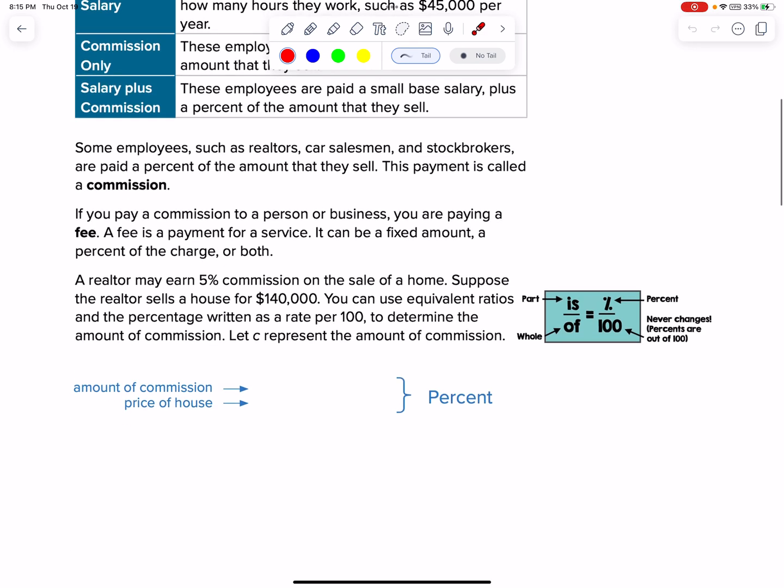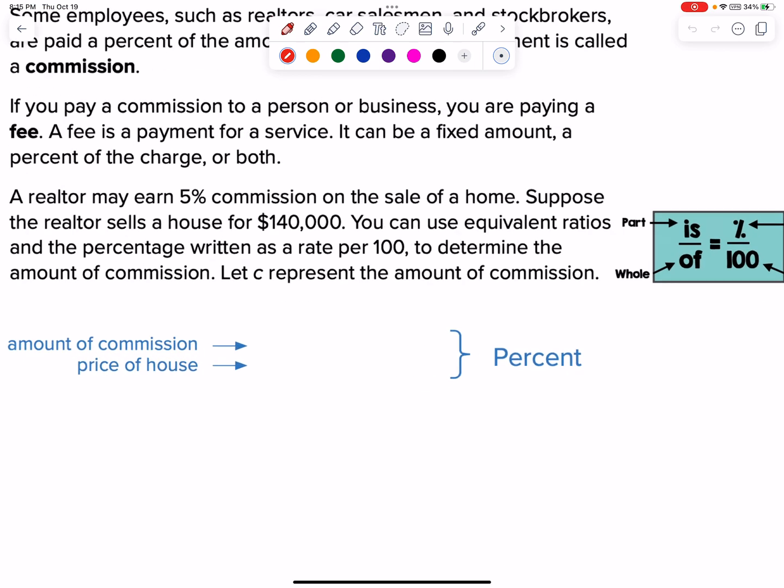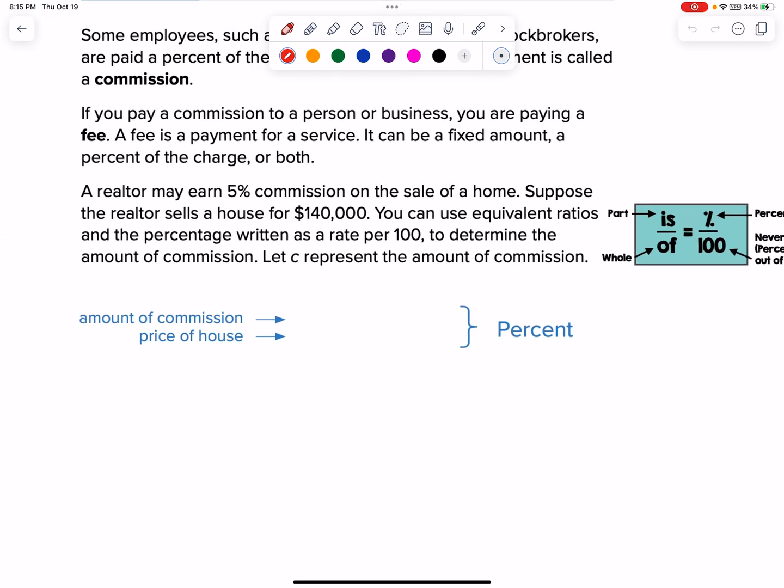With selling a house, a realtor will earn 5% commission if he or she sells your home. So if they sell a house for $140,000, then you can find what 5% of that is, and that money amount is their commission. We can let C be the variable we use for commission. Let's set up what this would look like: the amount of commission, and the price of the house.